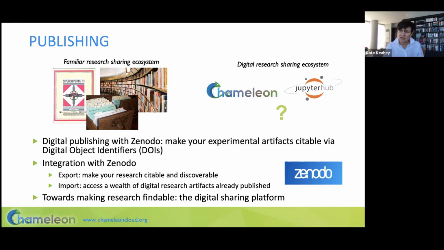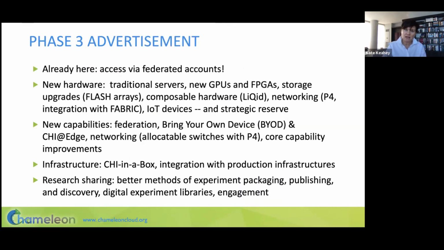So I think in that new evolving digital sharing ecosystem, or you can think digital publishing ecosystem, we will use something like Jupyter to package experiments. We will use something like Chameleon to have a shared platform to replay them. And we will use digital object identifiers and things like that to cite them. So I said Zenodo does not cover all of our needs, but yet it's a very important element in the publishing cycle.